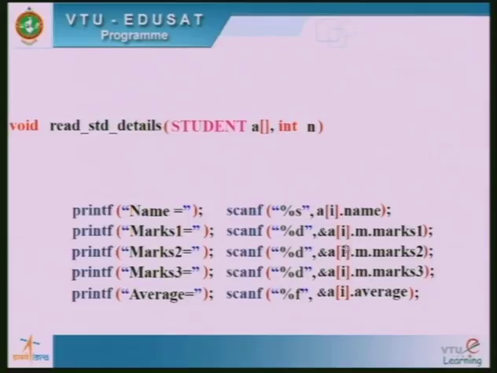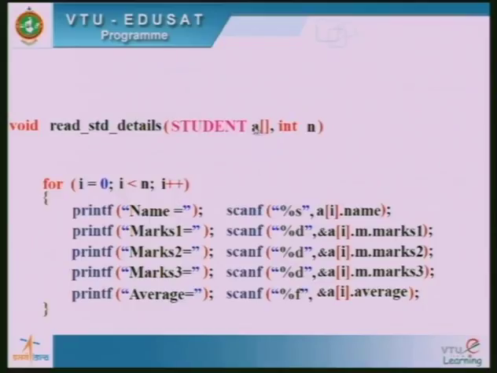If i is equal to 0, we are entering the first student details. If i is equal to 1, second student details. If i is equal to 2, third student details, and so on. So, here all these statements must be repeatedly executed for all the values of i ranging from 0, 1, 2, 3, and so on. So, all these statements I enclose within the braces, and here I write for i equal to 0, i less than n, i plus plus.